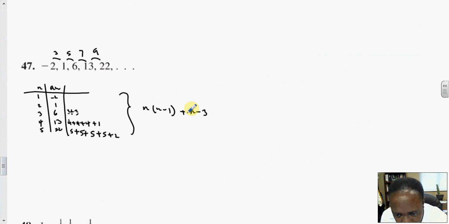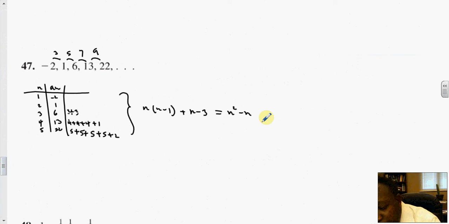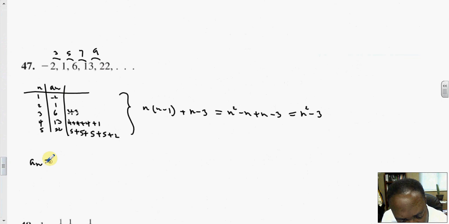N squared minus n plus n minus 3. Well, the minus and the plus, you didn't even need. But we didn't know that. Well, I didn't know that because I take everything just from zeros and ones. So this is n squared minus 3. Now let's see if it works. A sub n, I'm claiming it to be n squared minus 3.